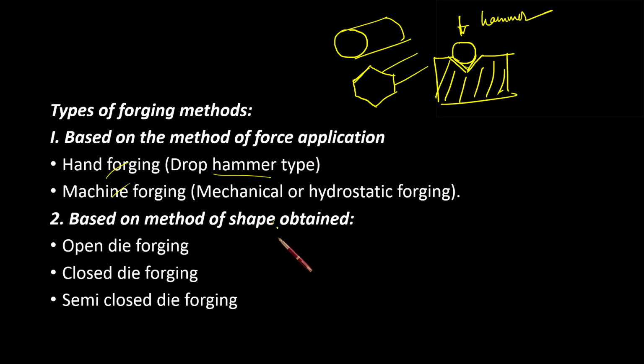But in case of closed die, it is done completely by machines, and there is no chance that you can change the shape. Whatever shape you want, you can get. See, actually from here you can get any kind of shape. Either you can get hexagonal, or you can get this kind of shape. So you can get it from here.